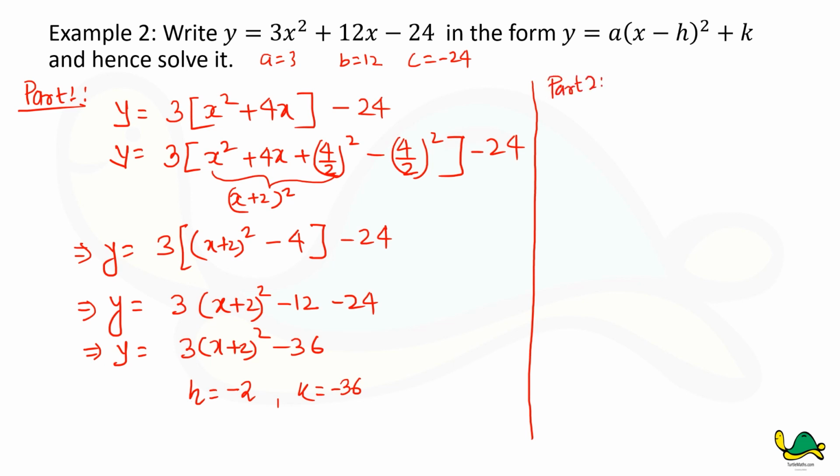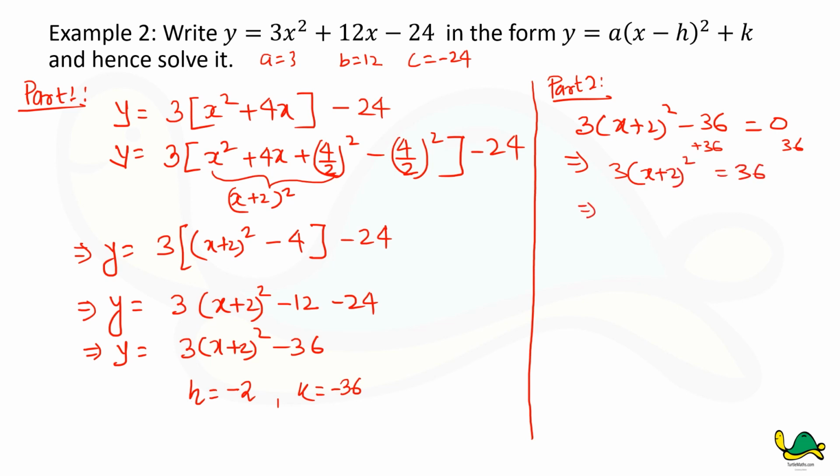As I have said earlier, solving a quadratic means finding the x-intercept of the quadratic function, and in order to do so, we will equate our quadratic function to 0. So here I have got 3(x plus 2) square minus 36. Let's equate it to 0. We will add 36 to both sides, which will give us 3(x plus 2) square is equal to 36. I can divide both sides by 3, which will give me (x plus 2) square is equal to 12. And then we can take a square root.